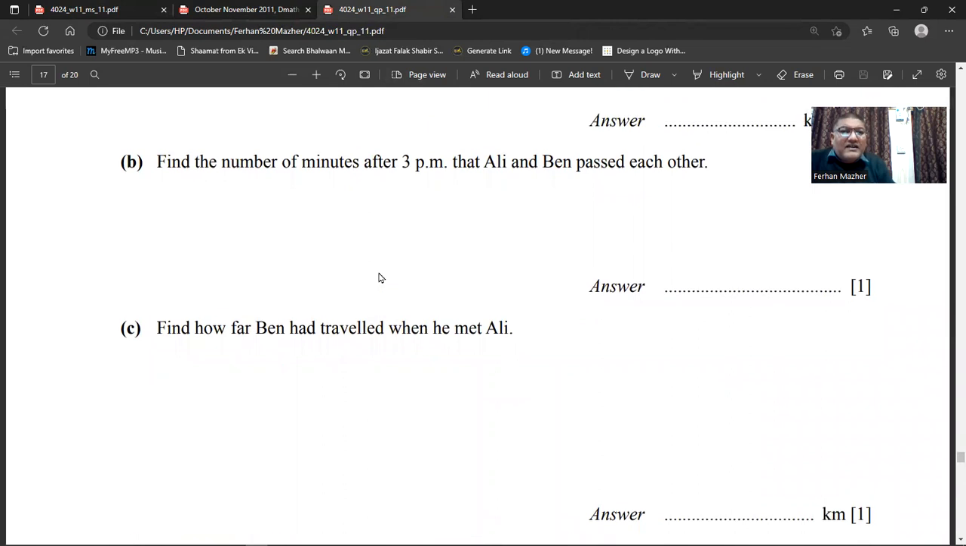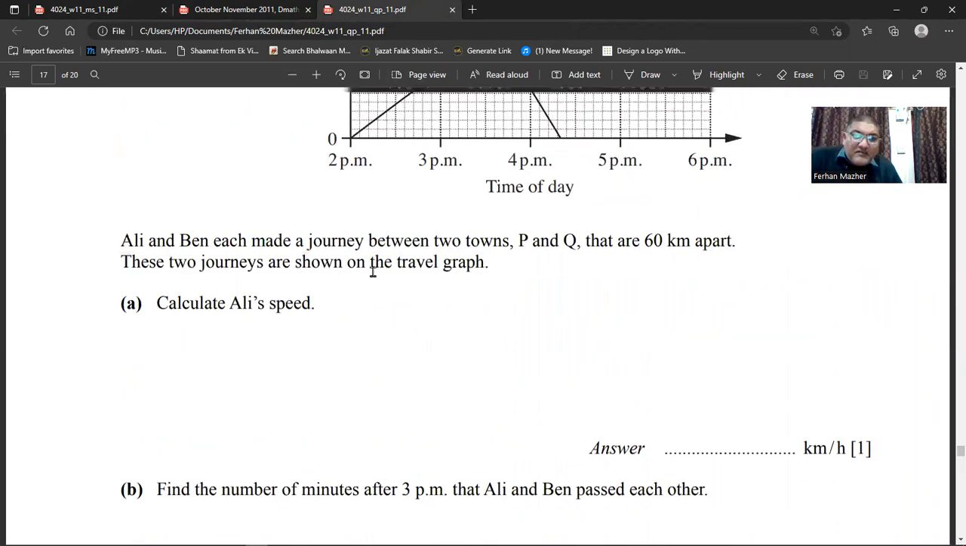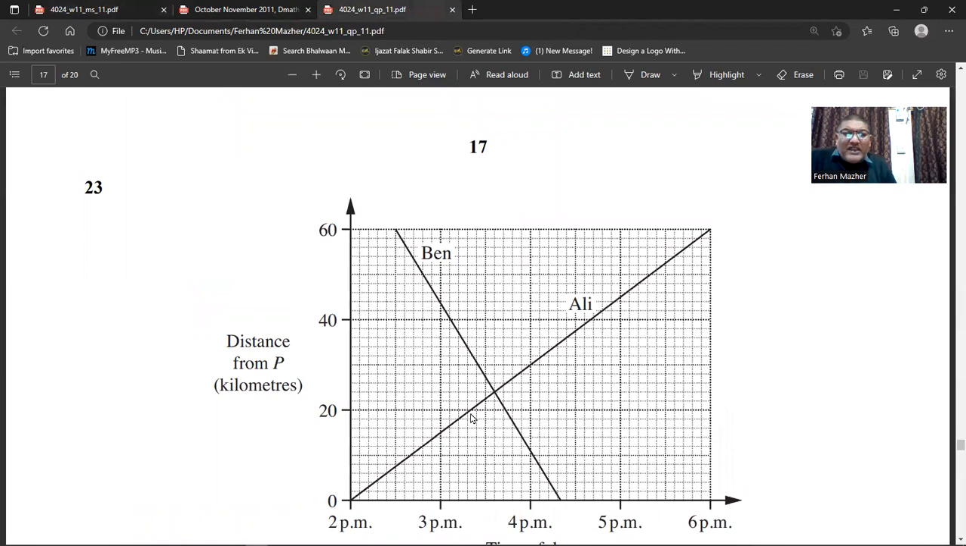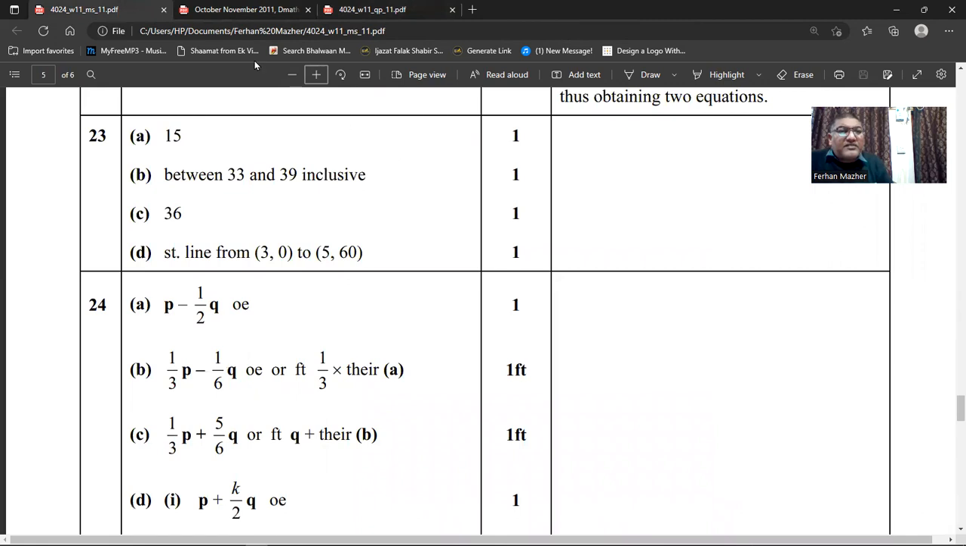He says, find the number of minutes after 3 p.m. that Ali and Ben passed each other. So here they meet each other. How much is this time? Let me show you. 1, 2, 3, 4, 5, 6. So there are 6 small squares after 3. Each small square represents 6 minutes, so 6 times 6 is 36. So 36 minutes.